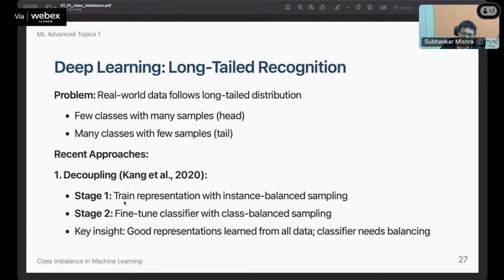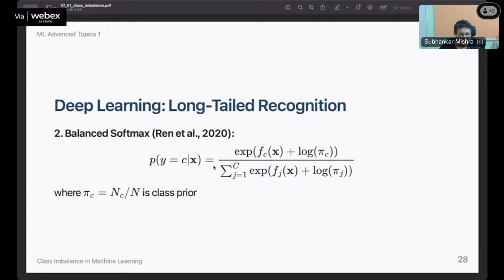Once I have understood the data, I will freeze my encoder. The encoder converts the real world data into a transformed space where other operations happen. But we can freeze that and only fine tune the classifier with class balanced sampling. Why does this work? The encoder learns general features from all the data, and the classifier learns proper decision boundaries given the balanced data. So it's very simple but very nice. So, decoupling.